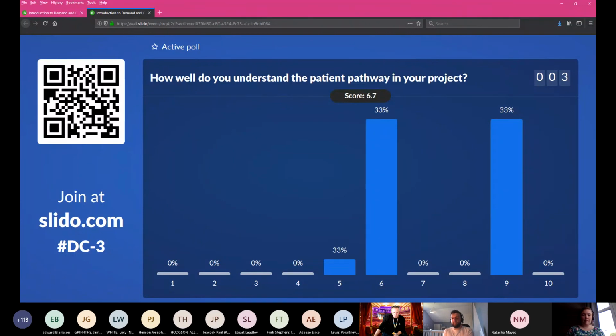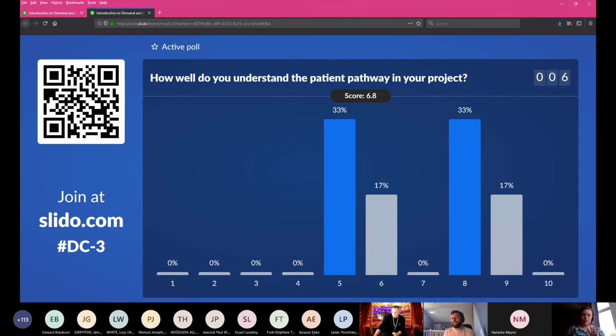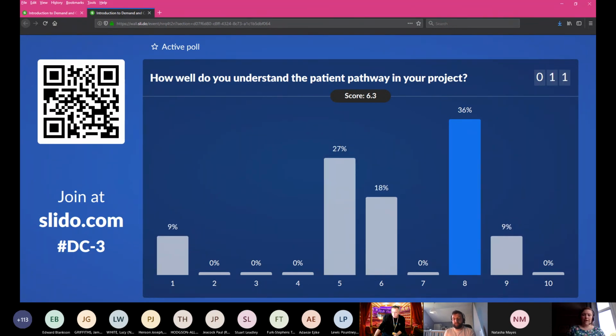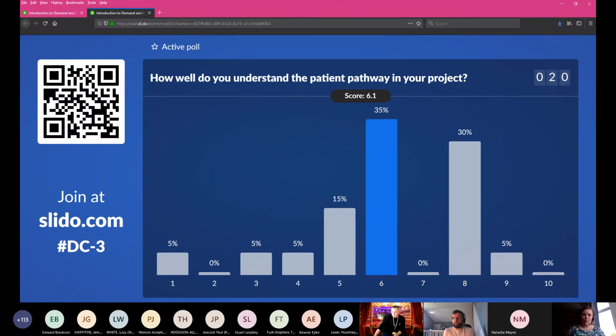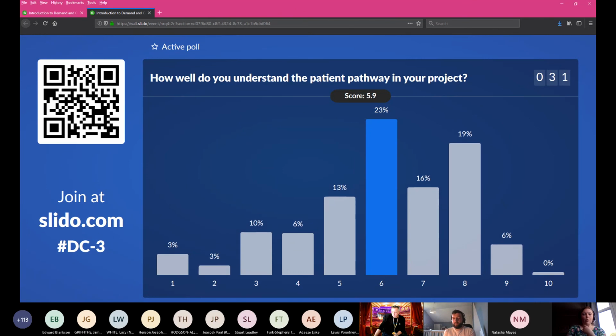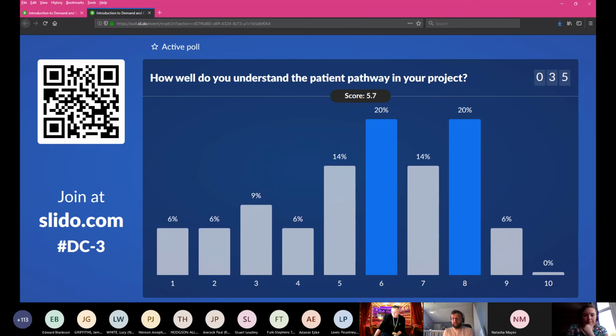So we're using one as being, I mean, hopefully no one will actually tick one, but one is being what is a patient? So you're just not in that world at all, and you haven't really got a sense of it. And then 10 is that you live and breathe the experience of your patients. So it's really what you're doing day in, day out, and a big part of how you're working and what you're going to be doing.